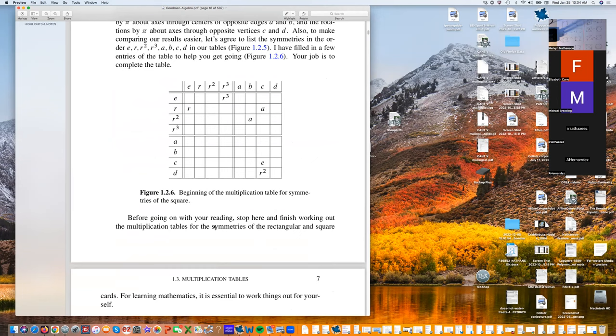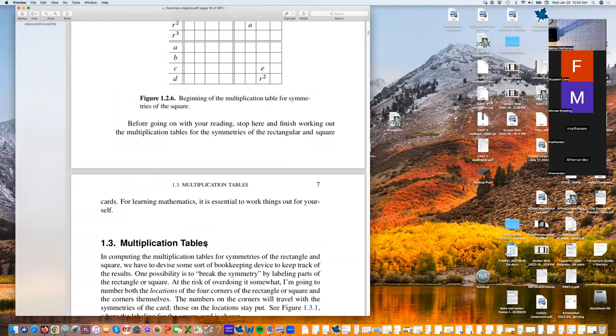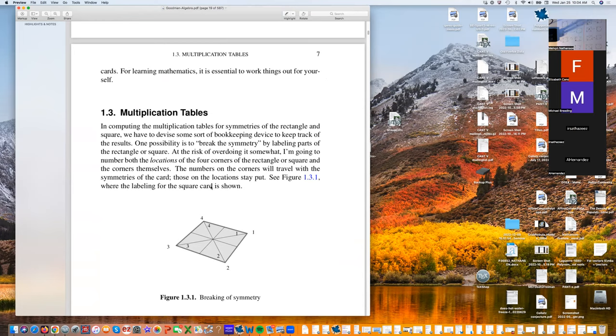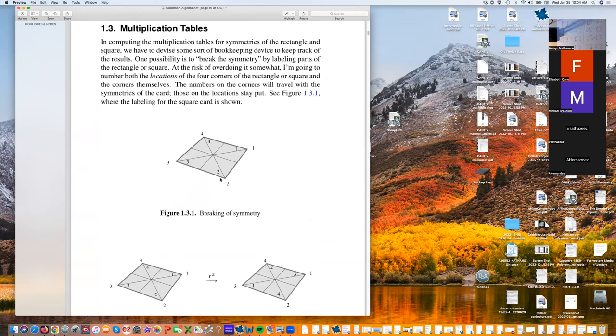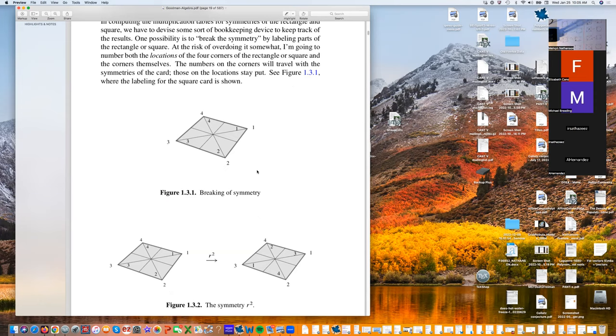Before going on with your reading, stop here and finish working out the multiplication table. Not a bad idea. What the author of the book is calling breaking symmetry means, instead of taking the pure square, unmarked, if you want to understand what's going on, you can actually, with your pen or pencil, write down names for the corners, A, B, C, D, or 1, 2, 3, 4. And so you can actually see the result of physically moving the square, but it still is a symmetry.